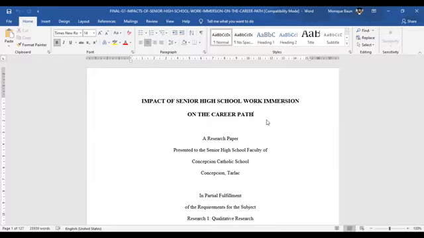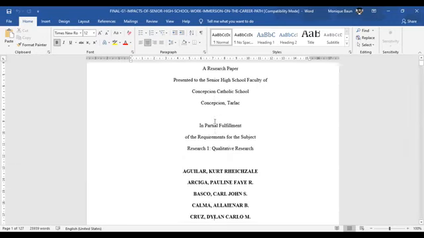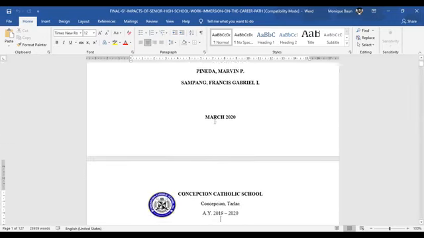Their experiences as a teacher, if they are taking HUMSS as their strand, and then related to medicine if STEM, then accountant for ABM. So this is their research title, an example of a research title: Impact of Senior High School Work Immersion on the Career Path. And this is an example of a research front page.